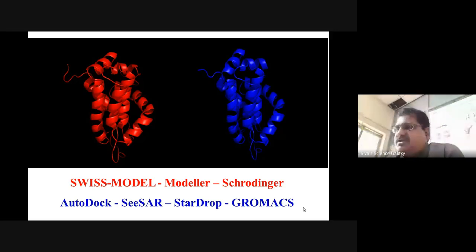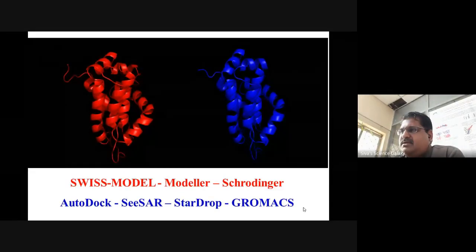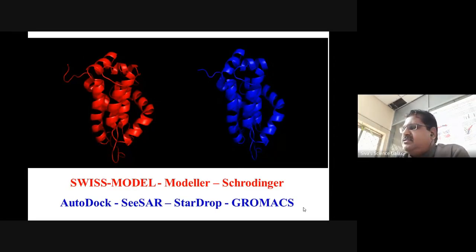StarDrop is for PKPD estimation. The tool is very useful for estimation of PKPD values. GROMACS is for molecular dynamics. I will be talking about each tool briefly. Let us start with AutoDock. So these are the molecular docking simulation tools.